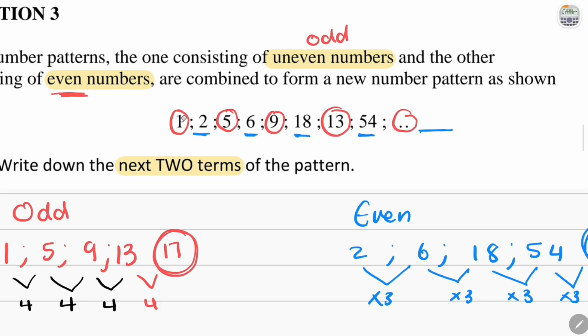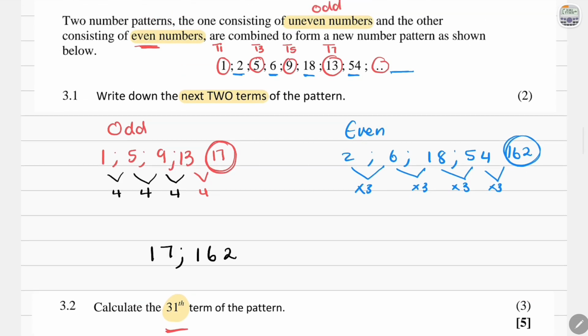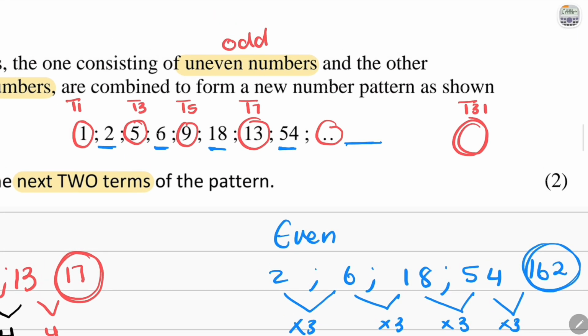Do you see that with your odd terms, the ones with odd numbers here, this is term 1, term 3, term 5, term 7? Do you see that their term numbers, not just their term values, are also odd? So term 31 would belong to this odd pattern. We can definitely find that since this is a linear pattern. Since it's term number 31, we know it's one of these ones, the reds.